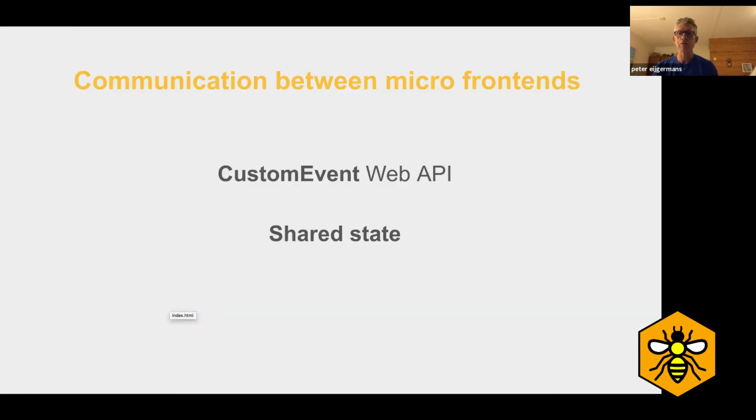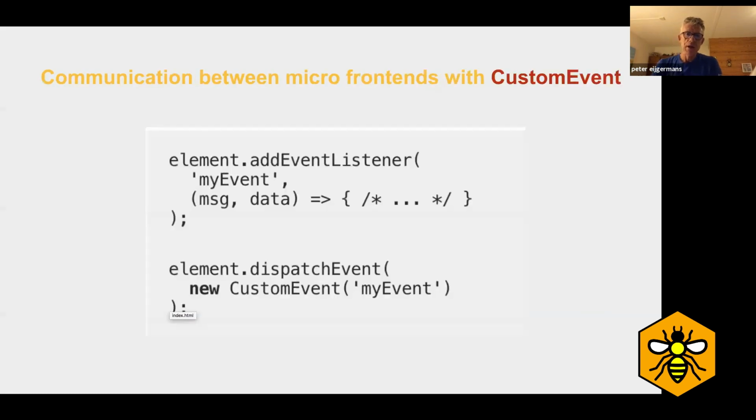Communication between micro frontends. We have two tastes. Via the CustomEvent web API, which is standard. And you can also use shared state. You have the simple communication between micro frontends with CustomEvent. How can you do that?